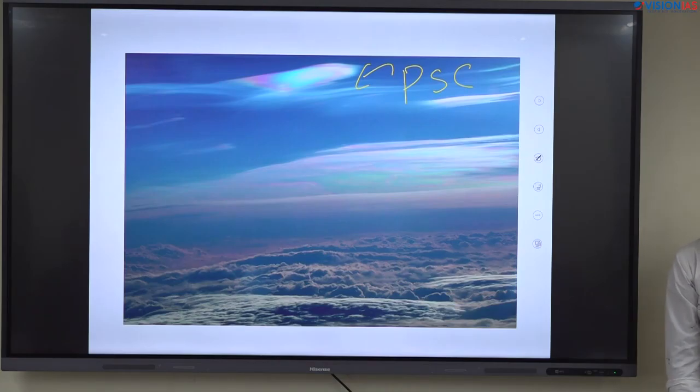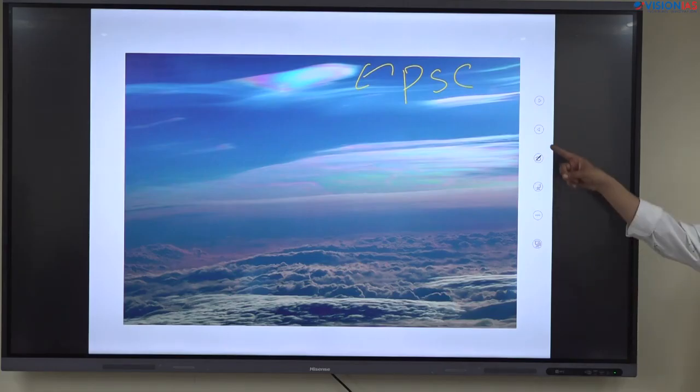Chlorofluorocarbon can remain in the atmosphere for more than 100 years. So if it remains that long, it has a long time to mix with air and become a part of the air. With air, chlorofluorocarbon moves from the troposphere to the stratosphere, and in the stratosphere it gets deposited.